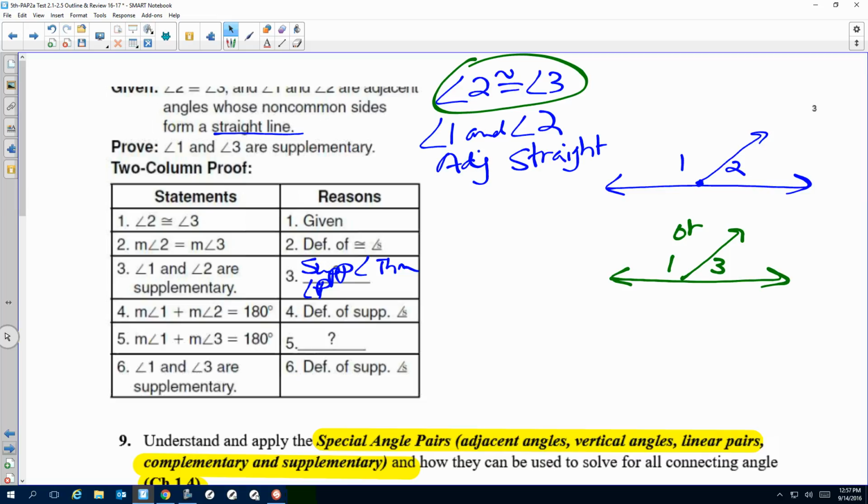Look what happened between line 4 and line 3. It said 1 and 2 equals 180, and then they said 1 and 3 equals 180. What did they do? They switched to 2 and 3. How did I know they switched them? Because they're both congruent. So this is just substitution.